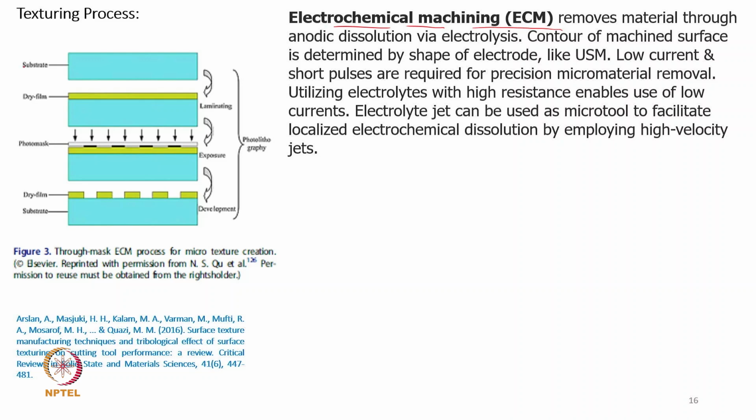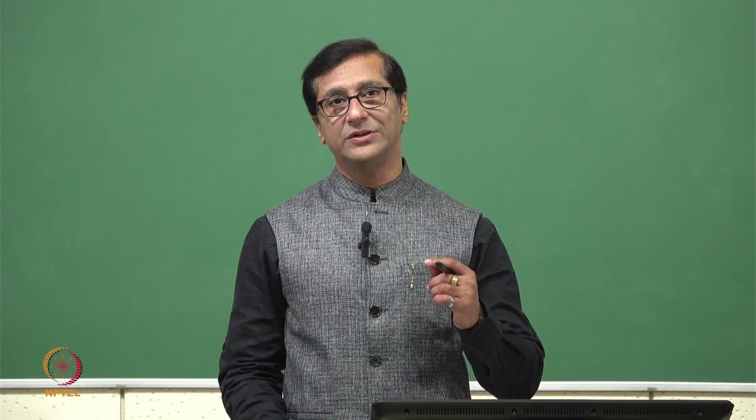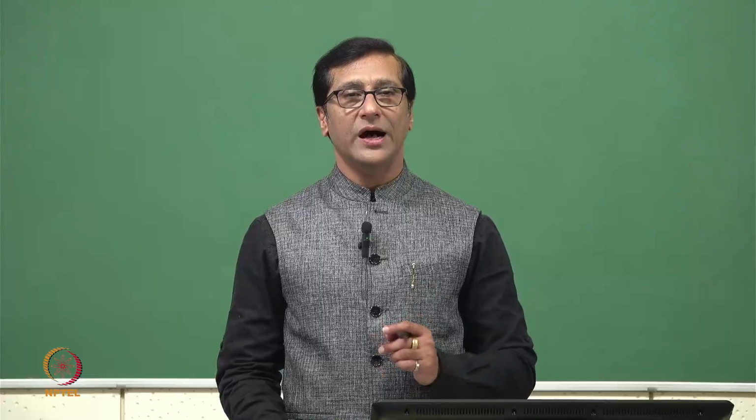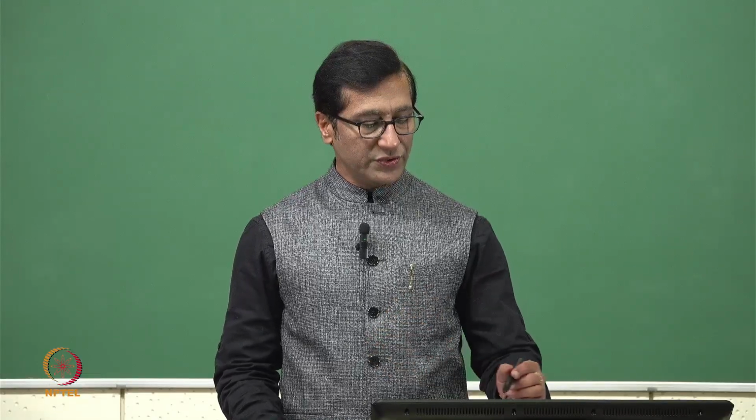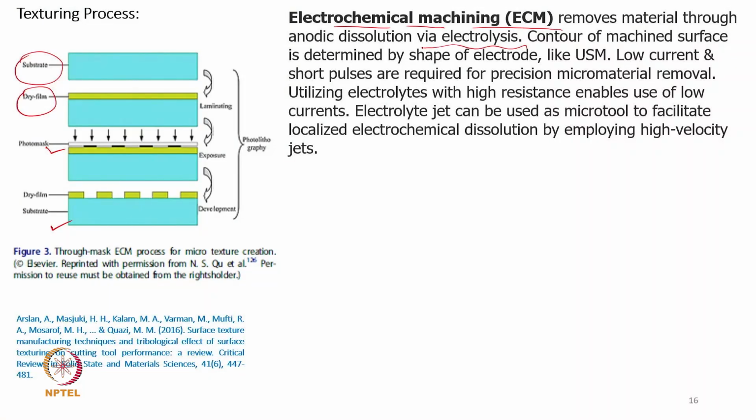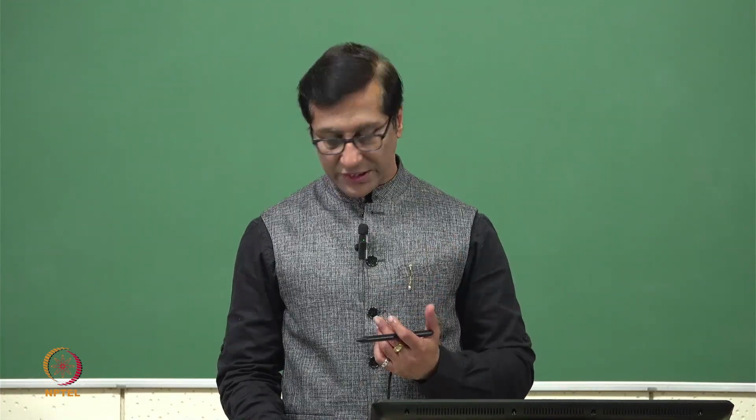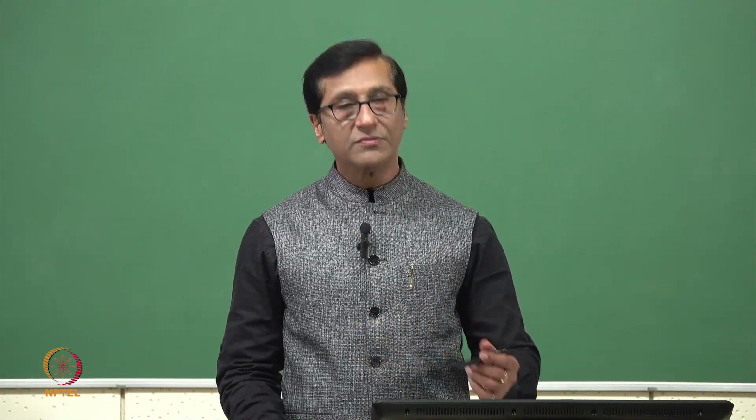You can see here the substrate material is dried, and again the mask is made first, and based on the mask, selective removal of material is carried out. We remove material basically through corrosive action or anodic dissolution. We use an electrolysis process, and in this case we can use an electrode which gives a replica of the shape also.